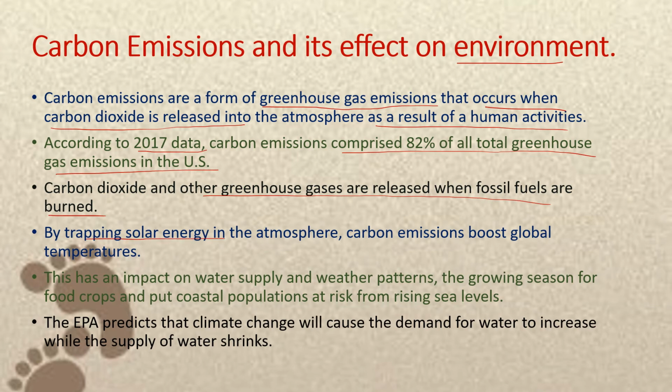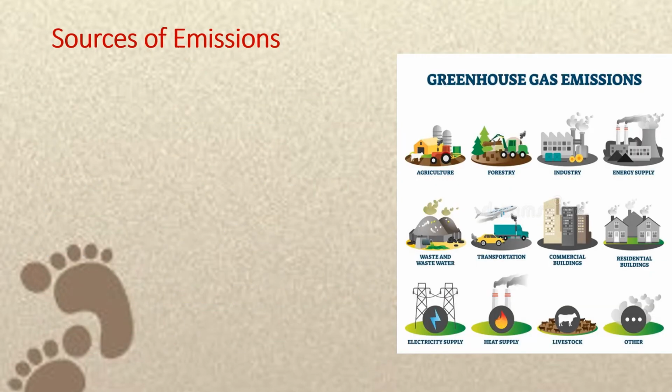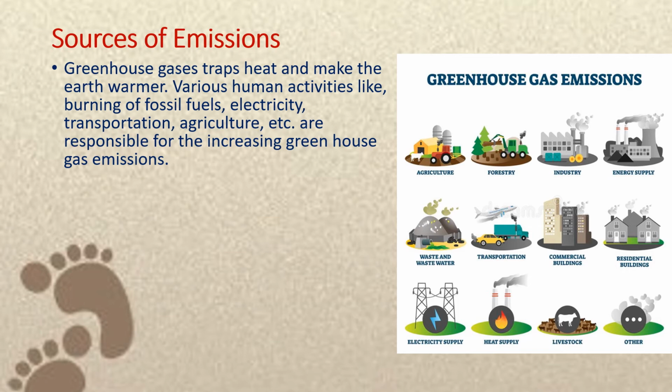By trapping solar energy in the atmosphere, carbon emissions boost global temperatures. This has an impact on water supply, weather patterns, and growing seasons of food crops, and puts coastal populations at risk from the rising sea levels. The Environmental Protection Agency predicts that climate change will cause the demand for water to increase while the supply of water shrinks, and a concept of zero day happening. I will make a separate video on zero day very soon. So let us talk about the emissions and its sources.